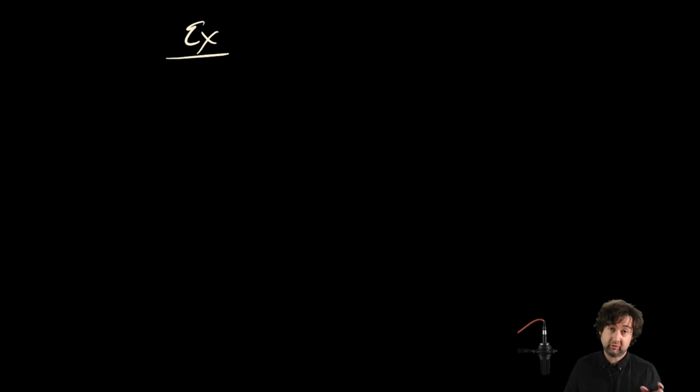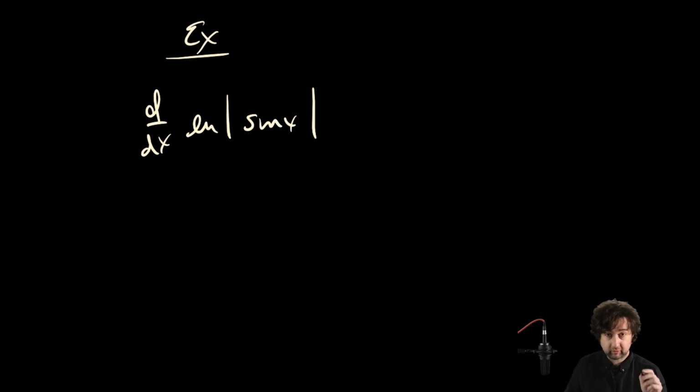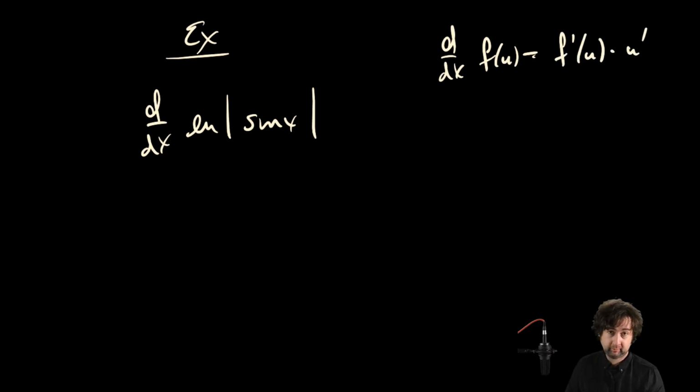So the last example that we're going to do is going to involve taking a derivative of a natural log with a complicated expression inside and showing another one of the trigonometric rules for integration and differentiation. So let's compute d by dx of the natural log of the absolute value of the sine of x. Remember that the chain rule says that the derivative of f of u is equal to f prime of u times u prime. So this is going to turn into 1 over the sine of x.